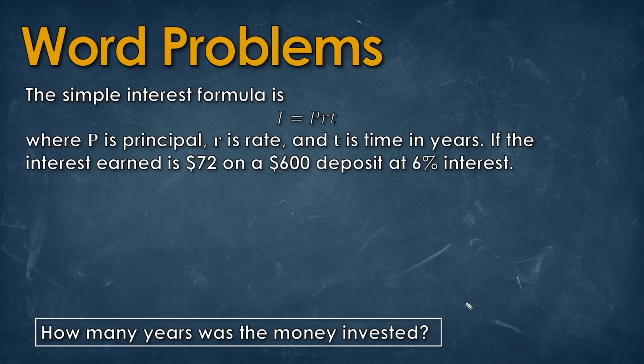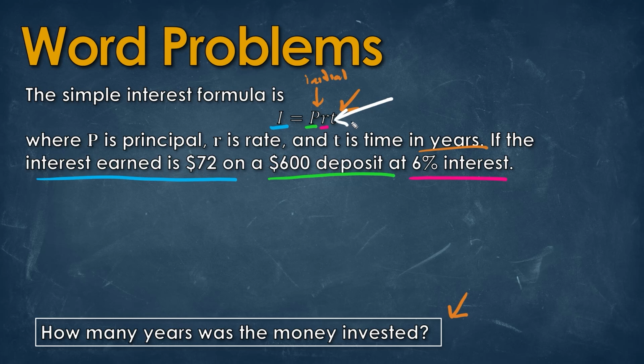Now this question is asking how many years was the money invested? And it looks like we've been given a formula where P is the principal, meaning the initial amount, R is the rate, and T is the time in years. Now it tells us that the interest earned is $72. The $600 deposit is our initial amount, or our principal, and our rate is 6% interest for R. And that means we're going to be solving for T, which is true because we're looking for how many years it takes for that money to be invested.